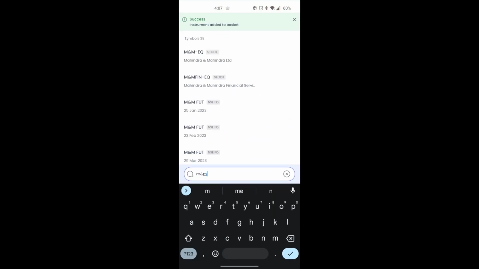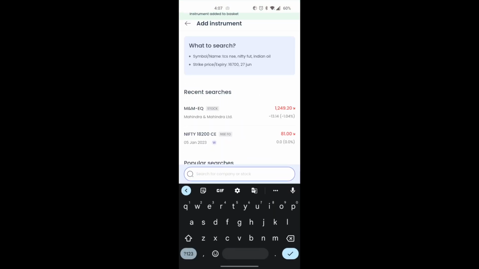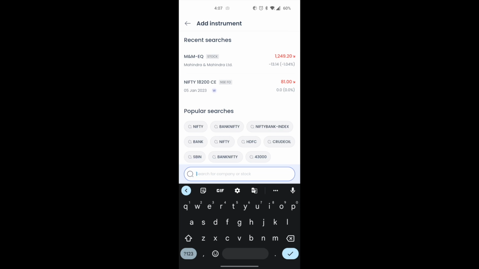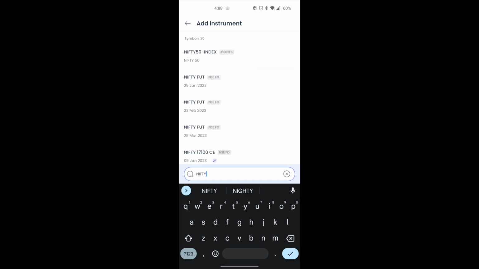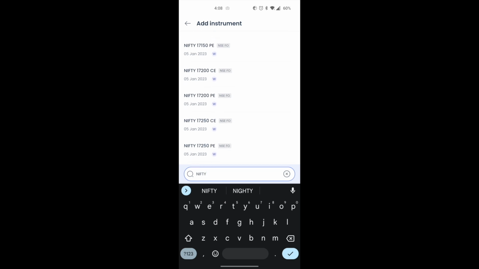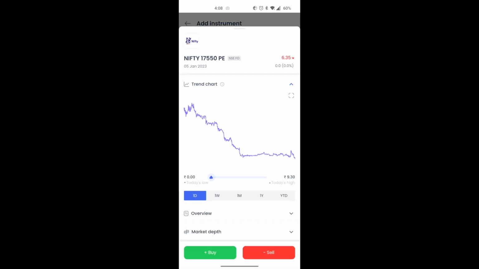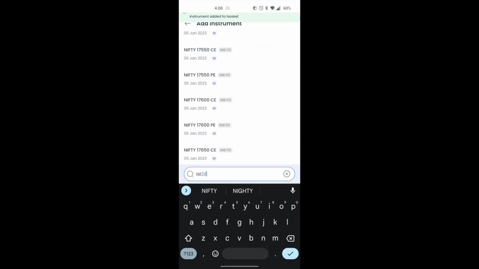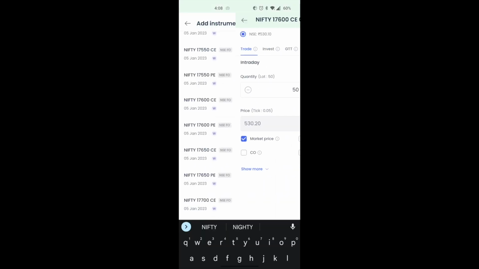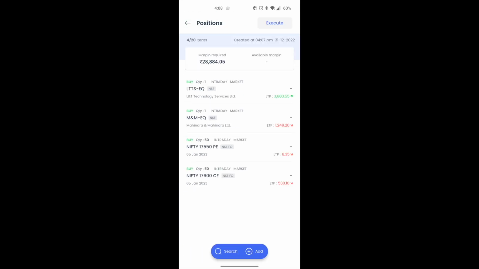One quantity you have added to the basket. I'm just randomly keeping all these stocks available. Let's say I'm going to Nifty, and let's assume I'm going to all these call options and put options instead of stocks, 2023 250 CE, I'll go to, let's say, 17,500. We are creating a basket, and 17,600 you are creating a basket. So these four instruments have been added to your basket.